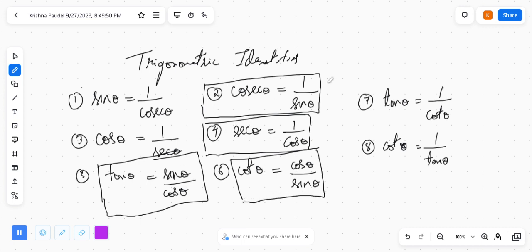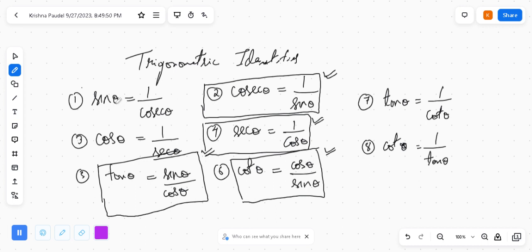Now the reason is, it will help us to get the solution quickly. So wherever we see cosec theta, we will convert it to 1 by sin theta in the next step. Wherever we see sec theta, we will convert it to 1 by cos. Wherever we see tan theta, we will convert it to sin by cos. And wherever we see cot theta, we will convert it to cos by sin. So this is what we have to remember.